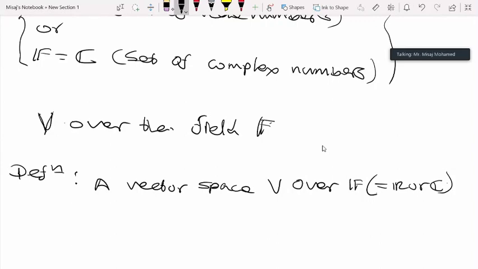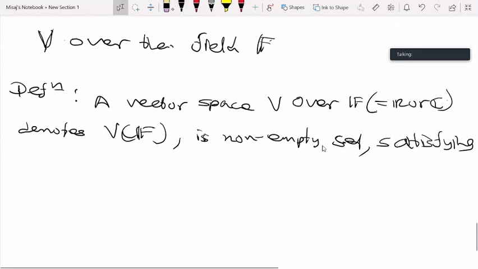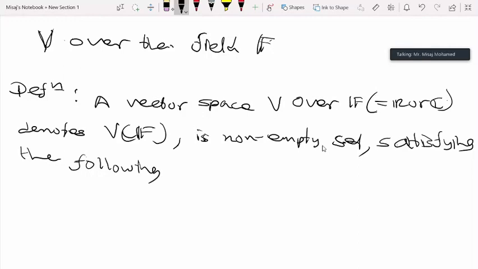So a vector space V over F. The vector space V over F denotes V over F. A vector space V over F is a non-empty set satisfying the following axioms or conditions.